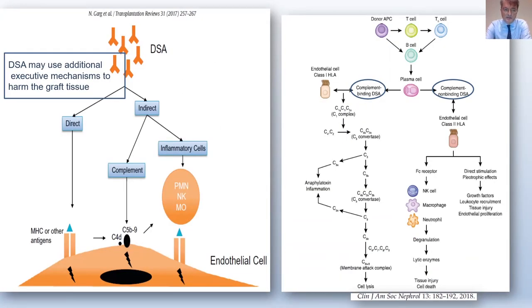Donor-specific antibodies harm the graft in three different ways. One is direct, two are indirect, and the indirect can be divided into complement binding and non-complement binding. As you can see, those that use complement finally provoke the membrane attack complex, giving cell lysis. In non-complement binding DSAs, they use certain cells which then degranulate lytic enzymes and make a tissue injury.